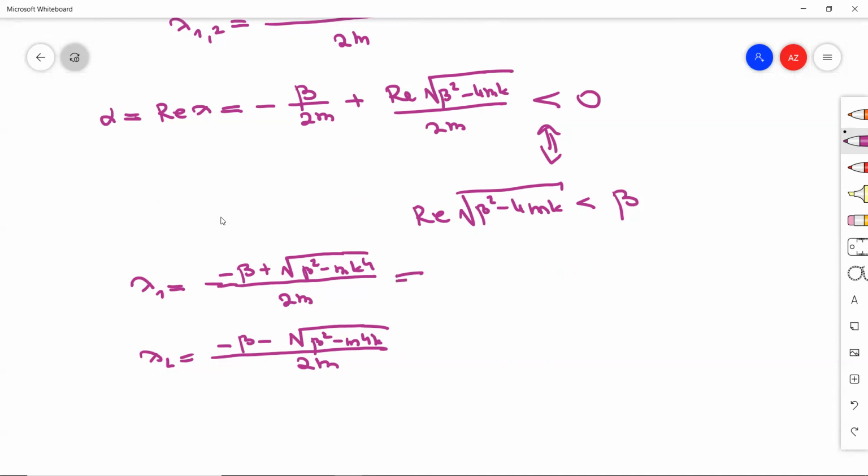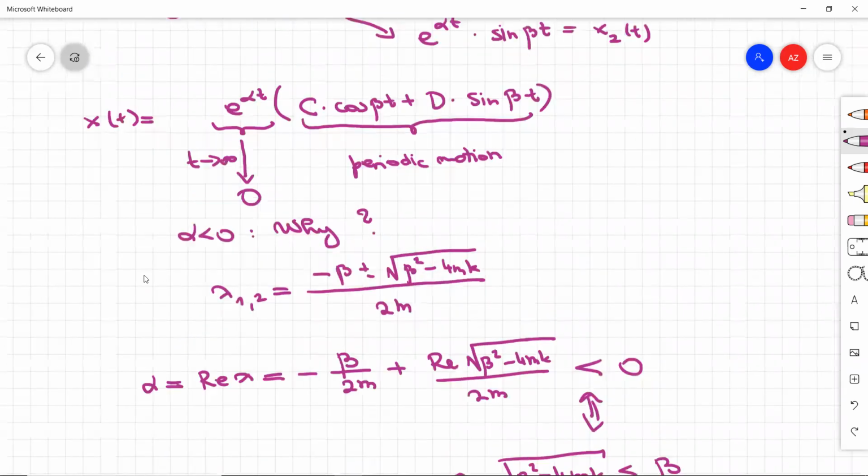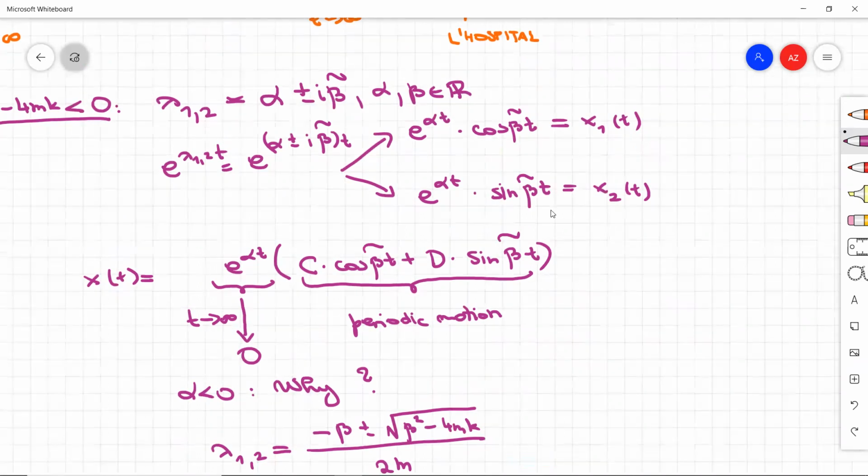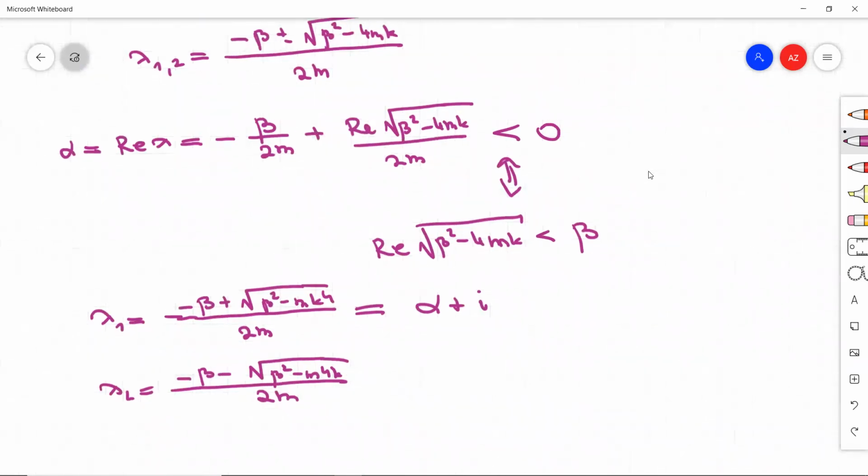On the other hand, we wrote lambda 1 is alpha plus i times beta. This was not a good choice because this beta and the damping beta don't have anything in common. So this beta, I will write as beta tilde. So here lambda 1, lambda 2 is alpha plus or minus i beta tilde, because it's not the beta from the damping factor. It's not a good choice of notation. So we have alpha plus i times beta tilde and alpha minus i times beta tilde.